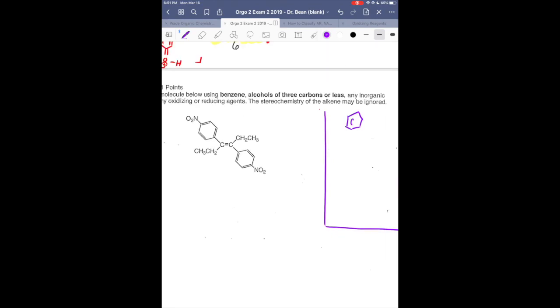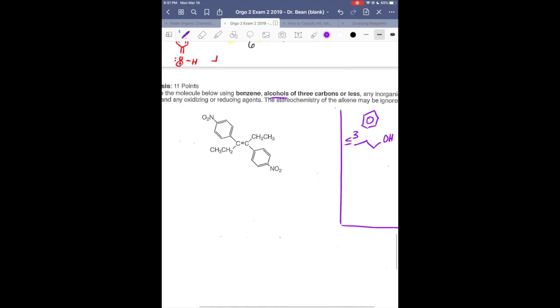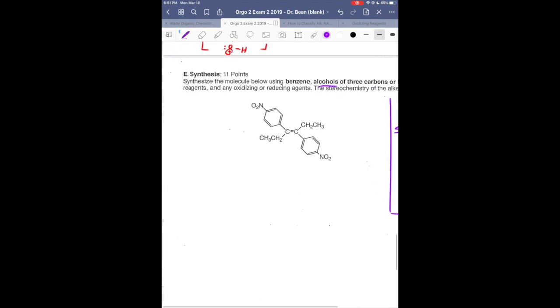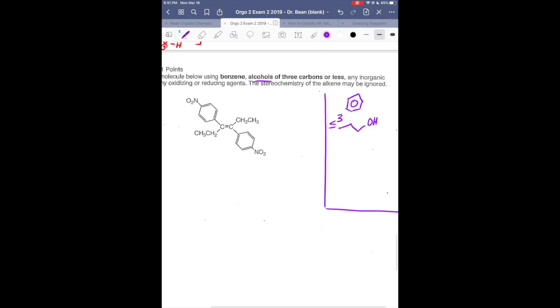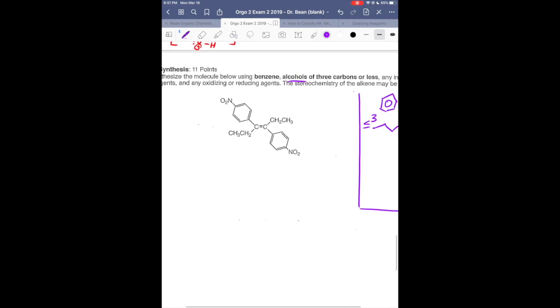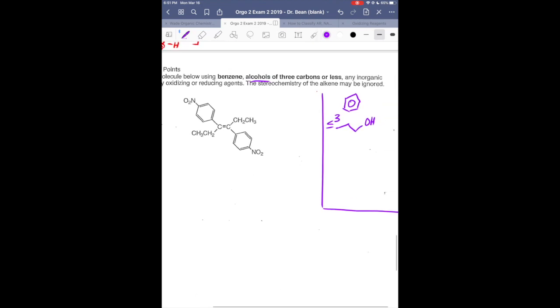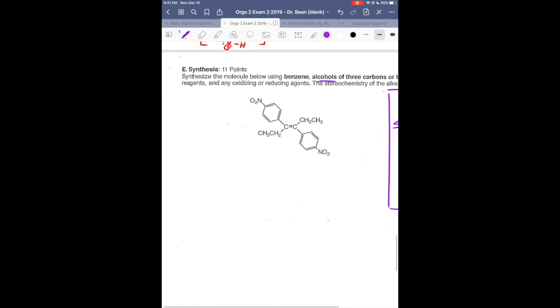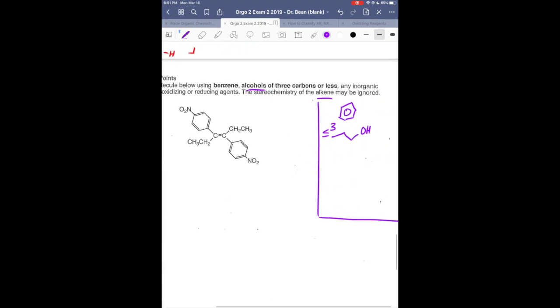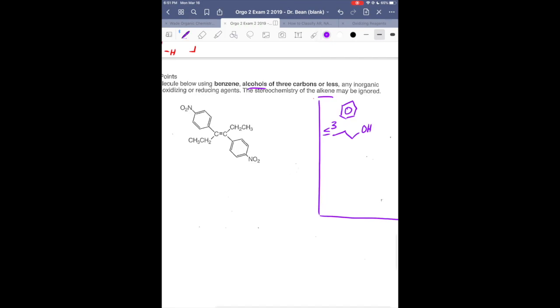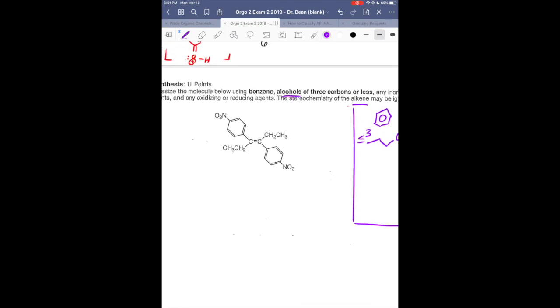So our starting materials can be, list out benzene. It also says alcohols of 3 carbons or less. So we're going to go 1, 2, 3 with an OH. Right? And it specifically says alcohol, so I'm not going to put alkenes or alkynes. And it does actually say here that the stereochemistry of the alkene can be ignored, which is very useful and nice of her to do that.